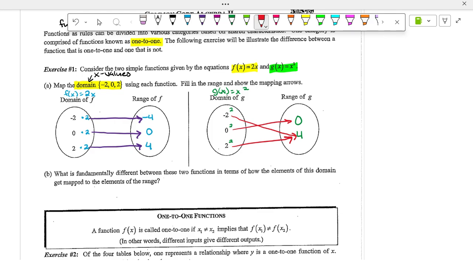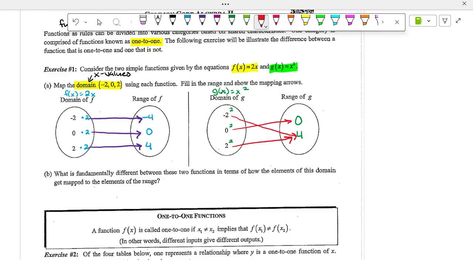So, first off, can I consider both of these functions functions? Yes, because there's no repeating x's. Now, remember what I said earlier. It doesn't matter if the y's repeat. They're still considered functions, even if the y's repeat. So even though in g we have repeating y's, it's still considered a function because the x's don't repeat. However, in a one-to-one function, both the x's and the y's cannot repeat.